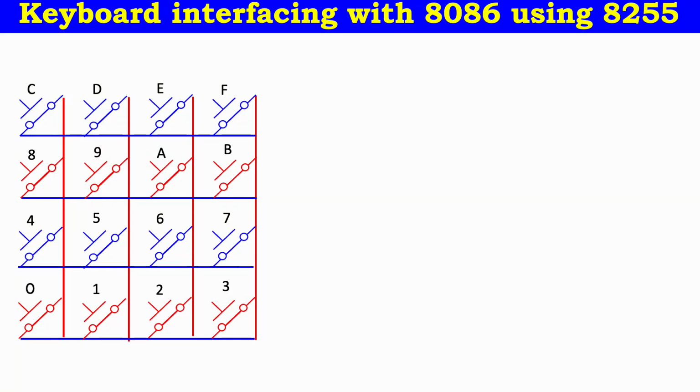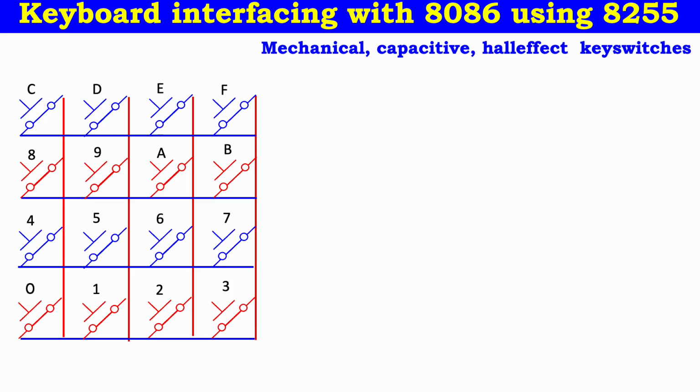Nice. Today's topic is a very famous topic, that is, keyboard interfacing with 8086 using 8255 PPI. In applications, the keyboard is very important to operate any digital electronic device. So how is this keyboard interfaced with a computer, the latest computer 8086? Let us see.